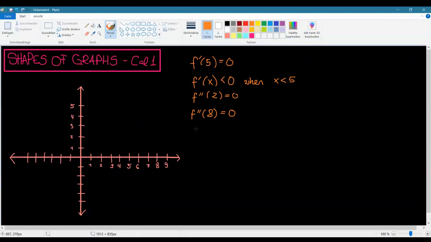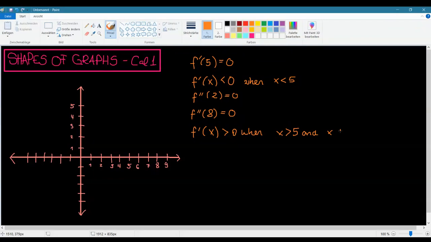We also know that f prime, so just the first derivative of x, is greater than 0 when x is between 5 and 8. So when x is smaller than 5, but greater than 8, that can't be true. It has to be greater than 5. I wrote it down wrong, but that doesn't make sense. So greater than 5 and x smaller than 8. Okay, let's troubleshoot because something's wrong here.